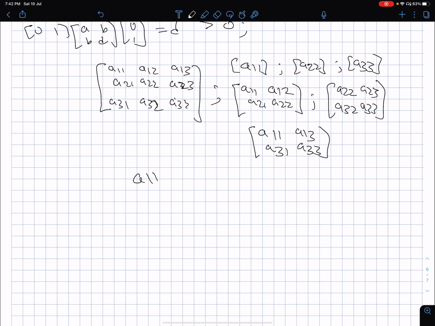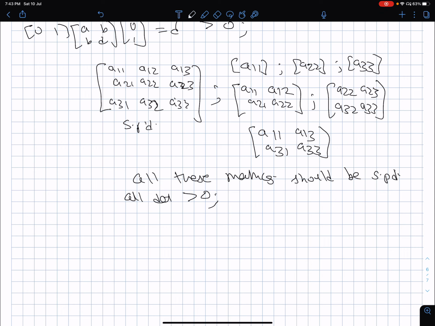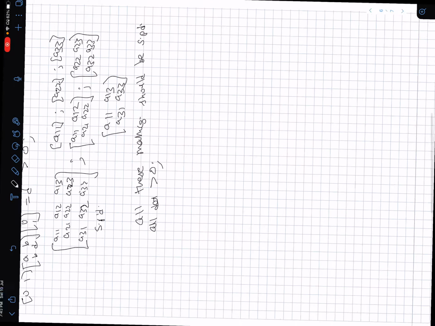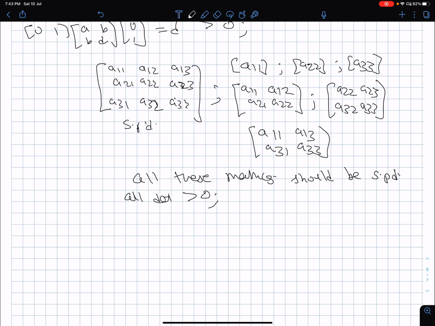So if this matrix is symmetric positive definite, all these matrices should be symmetric positive definite. So all their determinants also should be greater than 0. So this is another property of positive definite matrices.